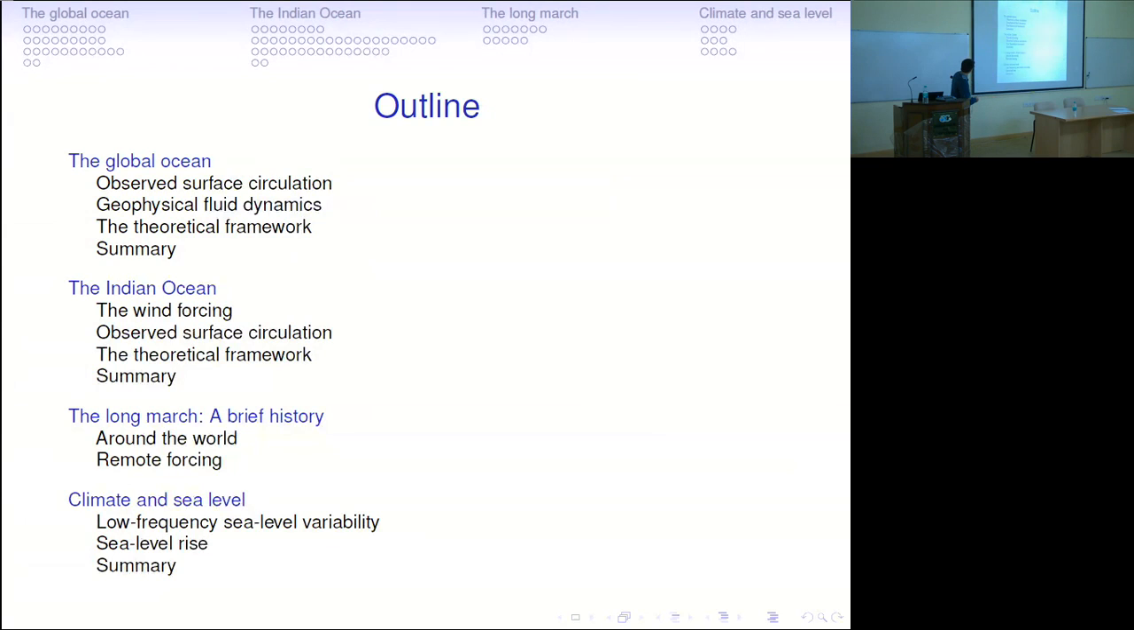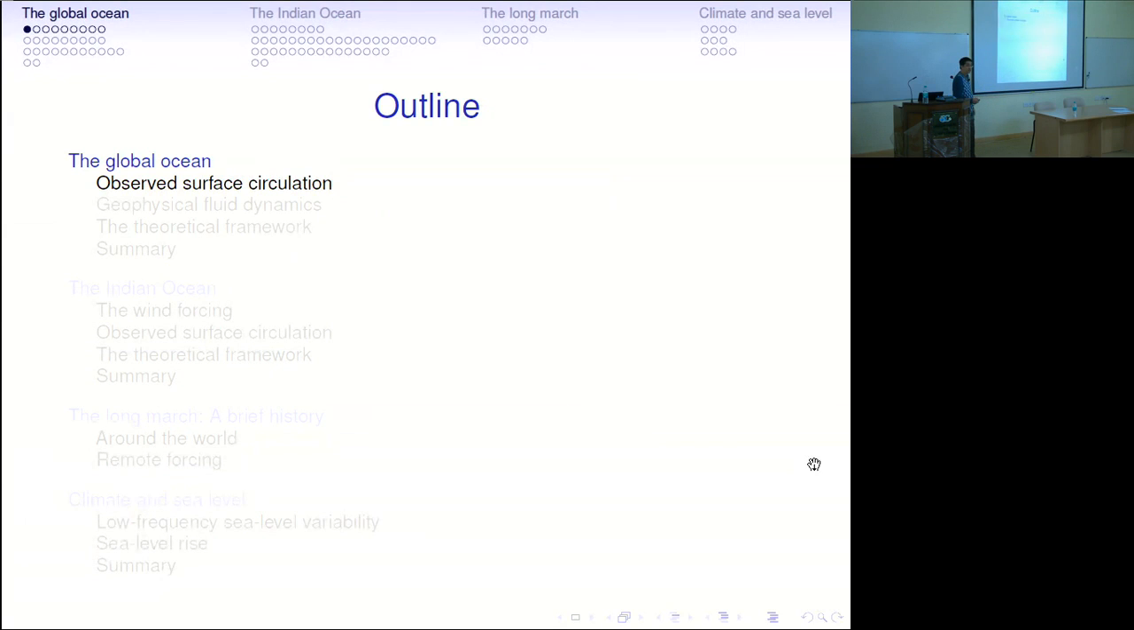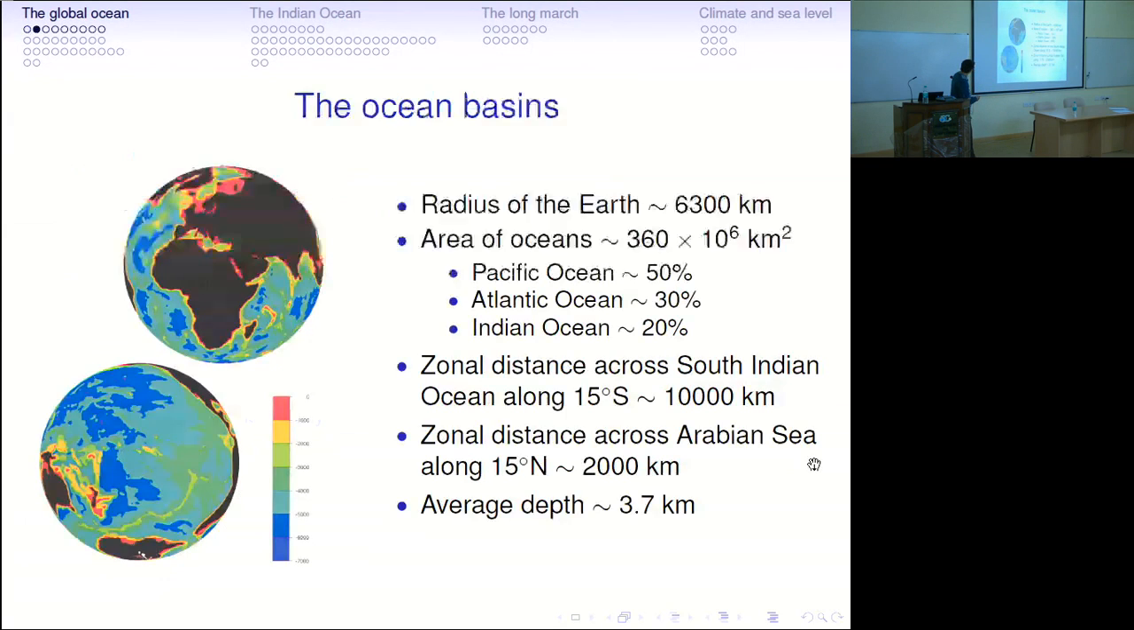So let's go. The observed surface circulation. This is what the oceans look like, two different views of the globe. This is the Pacific, occupying almost 50% of Earth's surface, and the diametrically opposite view. If you take the zonal, the east-west distance across the South Indian Ocean, around 15 south, it's about 10,000 kilometers. The Pacific is half the globe, so about 20,000 kilometers.